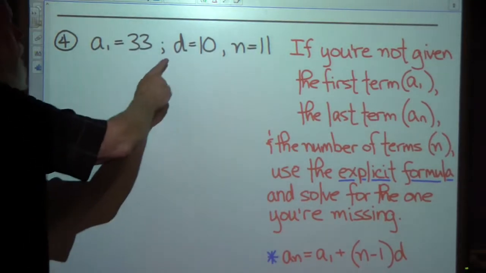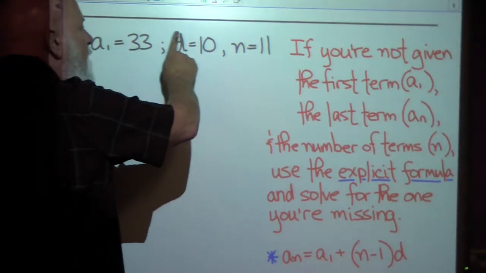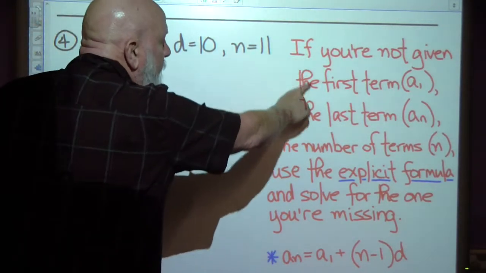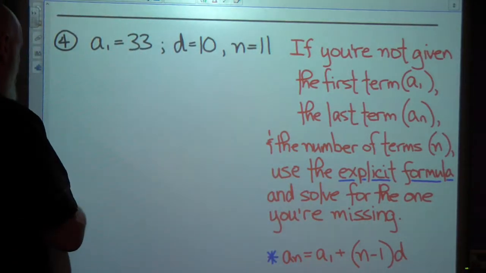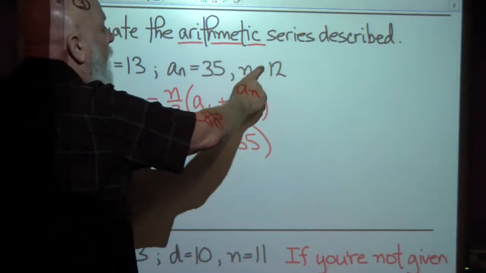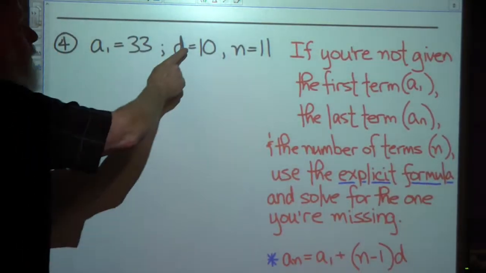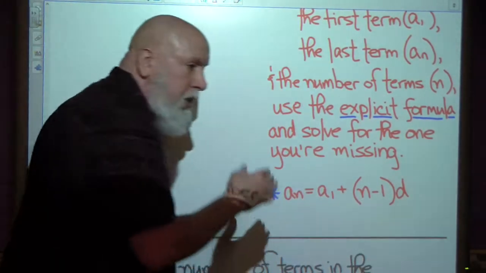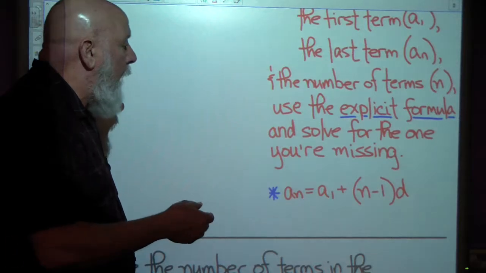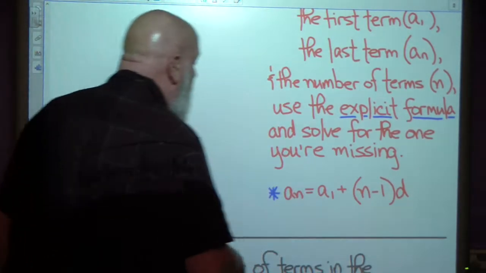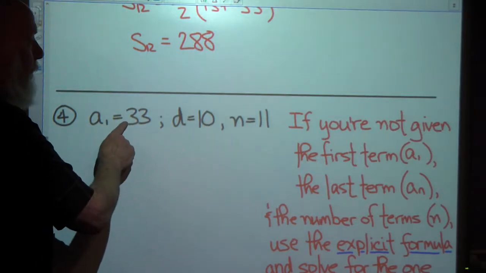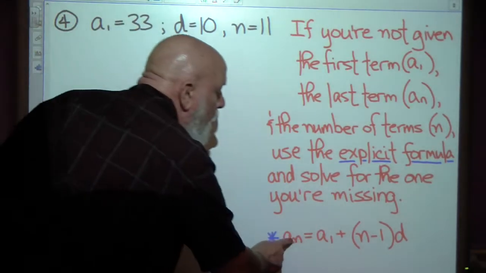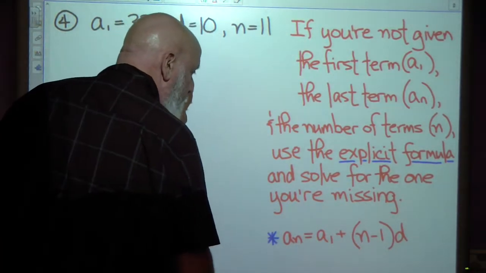Here we're given the first term, we're not given the last term, but we are given the number of terms. What this says right here is if you're given some information but you don't have first term, last term, and number of terms, but you are given the common difference, use the explicit formula that we did yesterday and the day before in our sequences to find the term that we're missing. In this case, we're given the first term, we know the number of terms, so we need to know what the last term is. So I'm going to use my explicit formula from a sequence.